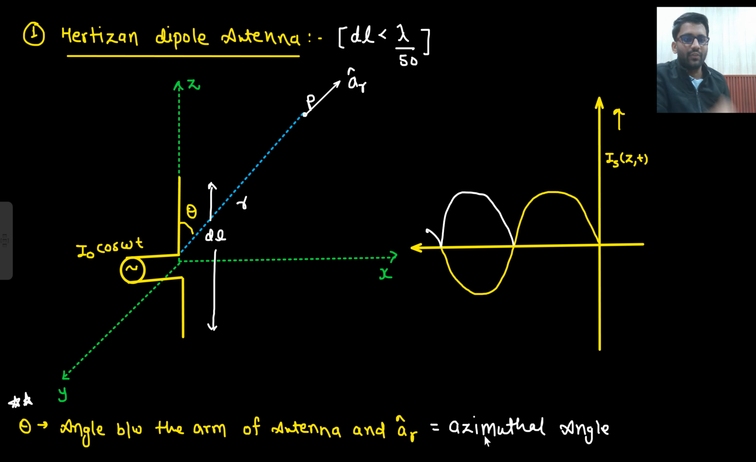So did you understand the meaning of theta here? Okay, theta is also clear, path is also clear. What do we need to find? We need to find P radiated. So for that, what all things we will find is also clear to you.